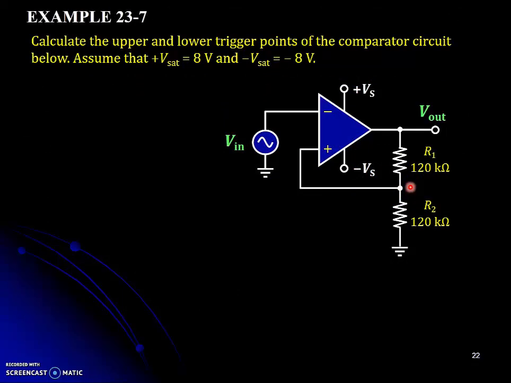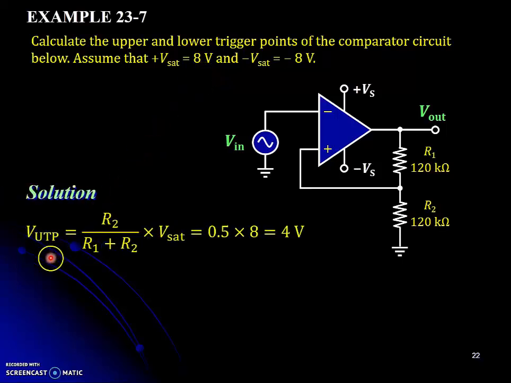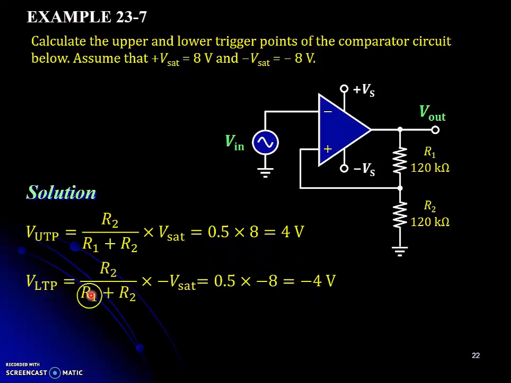We are going to calculate the upper and the lower triggering points for this comparator circuit with hysteresis triggering. The saturation voltage is given to be positive and negative 8 volts. The triggering point can be calculated by the potential divider formula. For the upper triggering point, we substitute the positive 8 volts, so the answer is 4 volts. While for the lower triggering point, we substitute the negative 8 volts for the voltage here, and the answer will be negative 4 volts.